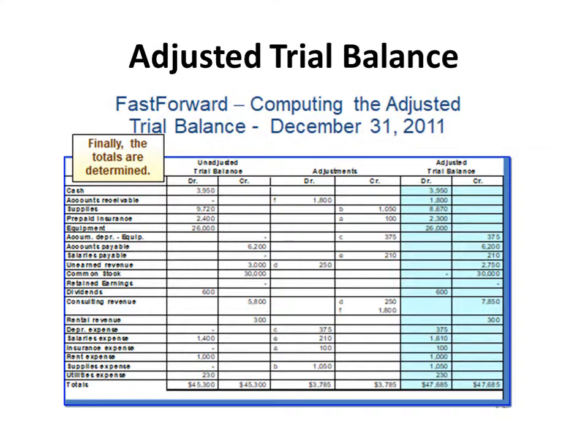I still have to earn that. I haven't earned it yet. Not at this point in time. Not as of December 31. I haven't earned it as of December 31.